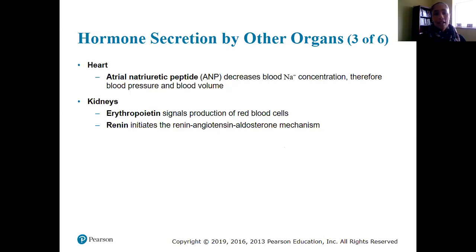The heart, we already talked about ANP. That's going to decrease blood sodium level concentration so that we can decrease blood pressure and blood volume. And then our kidneys are going to produce erythropoietin. So this is a hormone that's going to signal the production of red blood cells. And renin is going to initiate the renin-angiotensin-aldosterone mechanism.